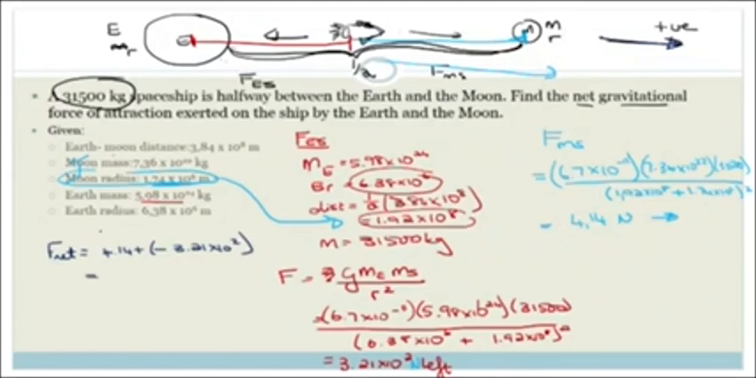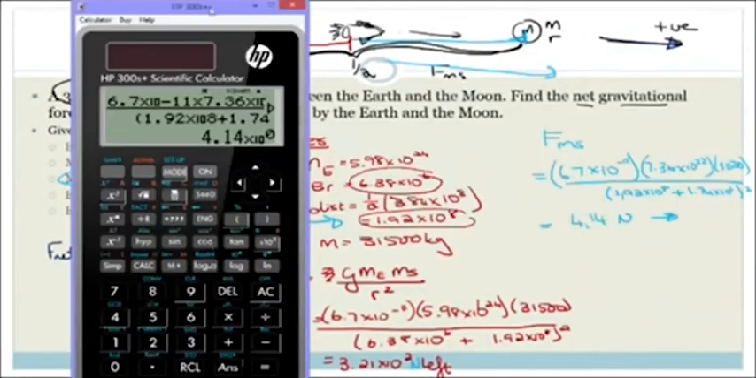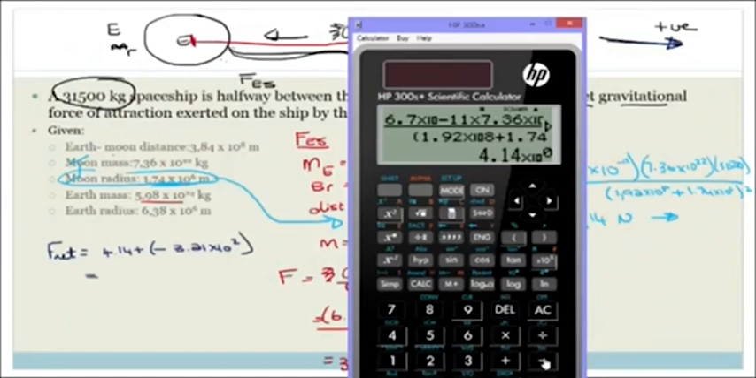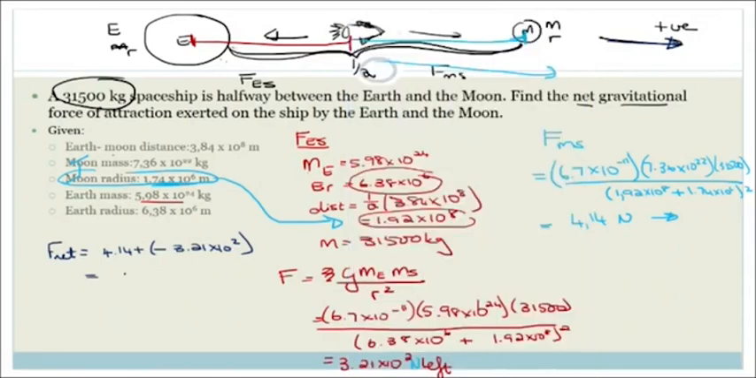So now all we have to do is put that in our calculators again. So we've got 4.14 minus 3.21 exponent 2, which I'm really hoping you know is 321 anyway. And that becomes minus 317. So it's minus 317 newtons. But remember, what does this minus mean? The minus means towards the Earth. So therefore, the net force is 317 newtons to the left.